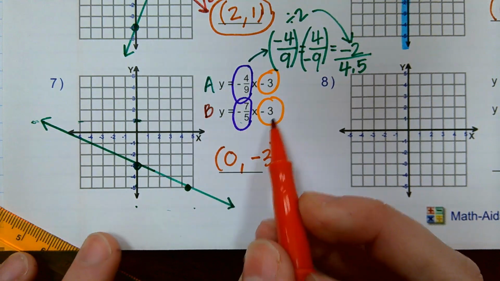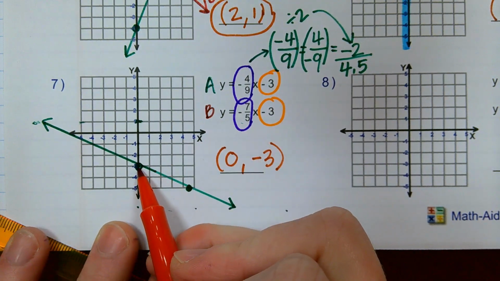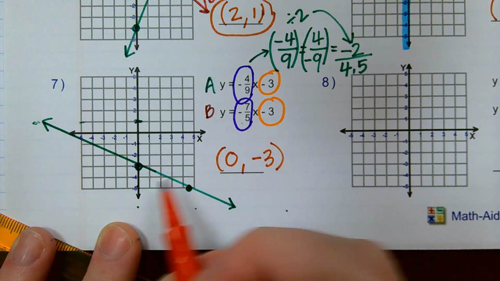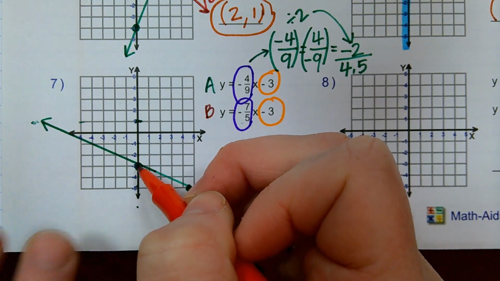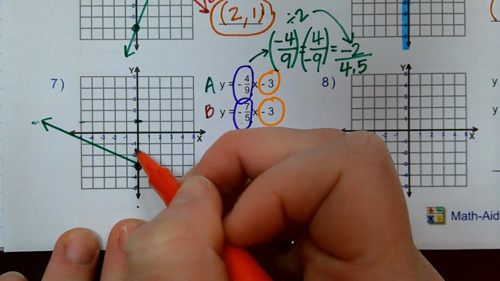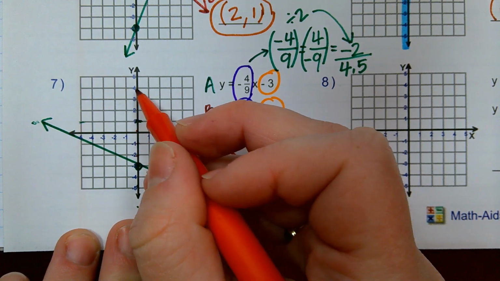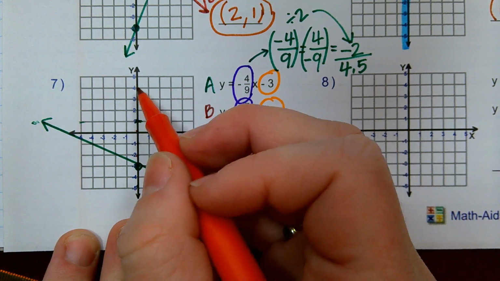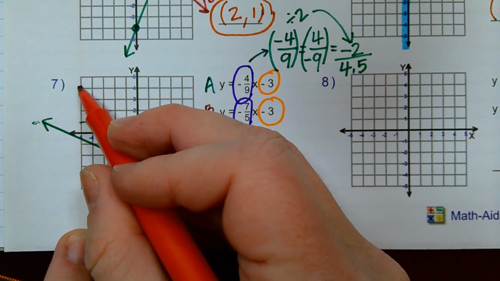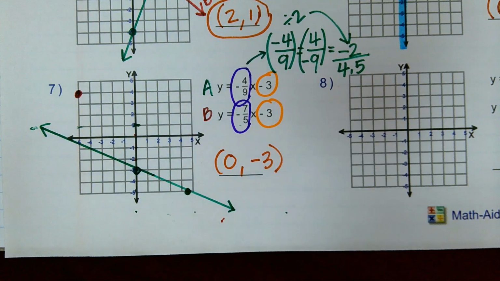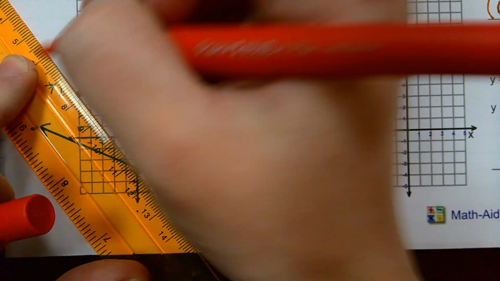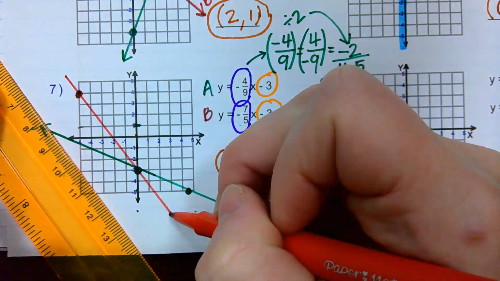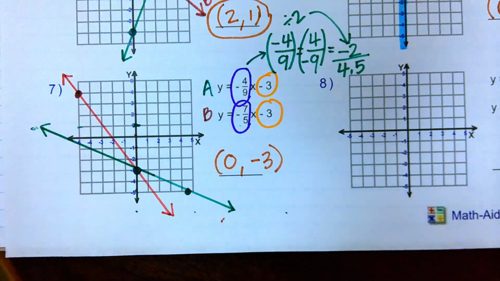So here's B. We started at -3, and instead of going down 7 over 5 to the right, we could go up 7 over 5 to the left. So 1, 2, 3, 4, 5, 6, 7, and then over 5. And there's our lines.